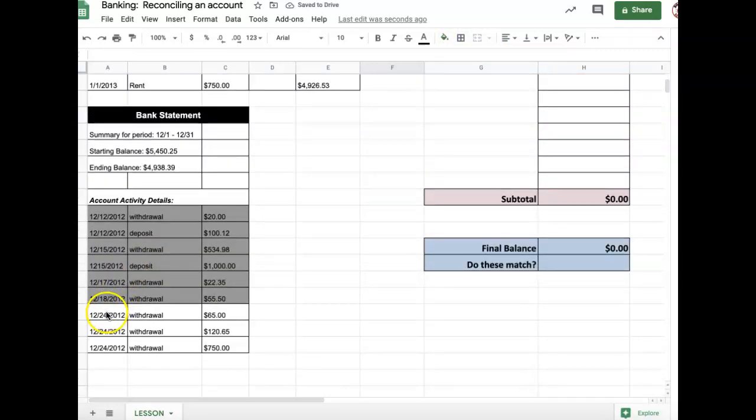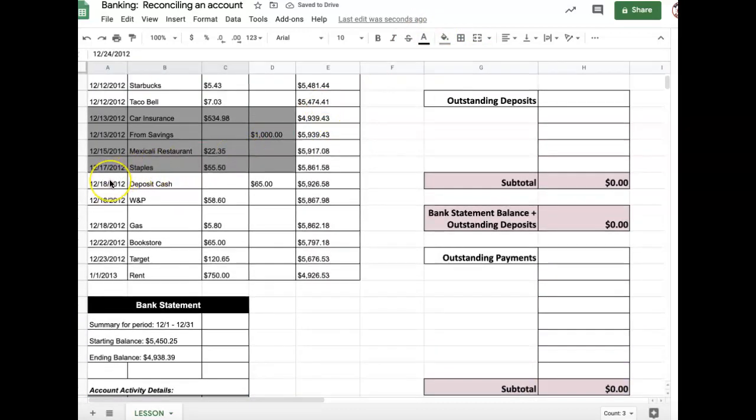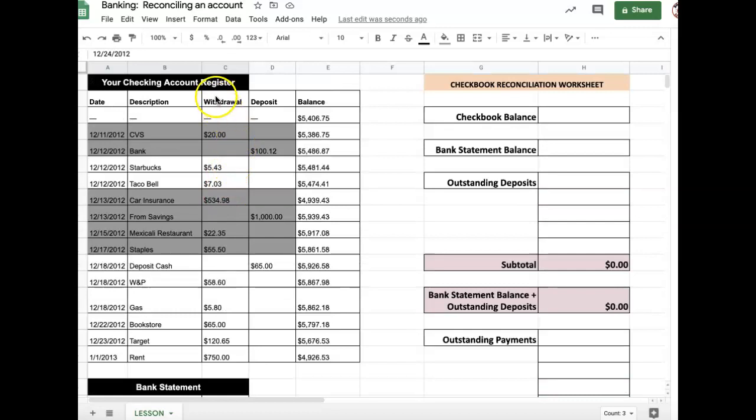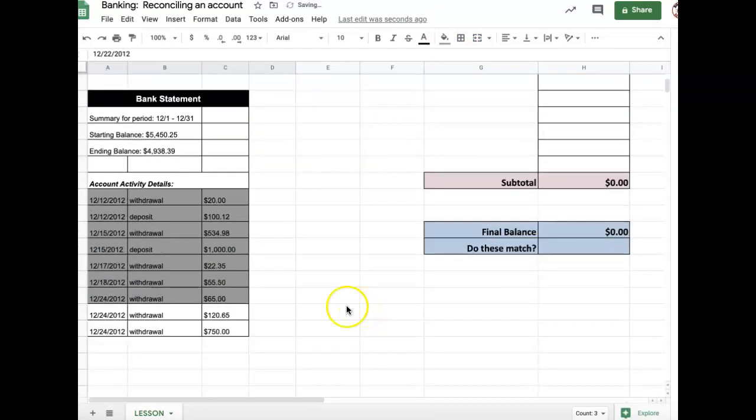On Christmas Eve, you withdrew $65. Can I find that up here? Now be careful, there's two 65s. Which one is the withdrawal? It's this one down here. You have to make sure you pick the right ones. Withdrawal for $65.